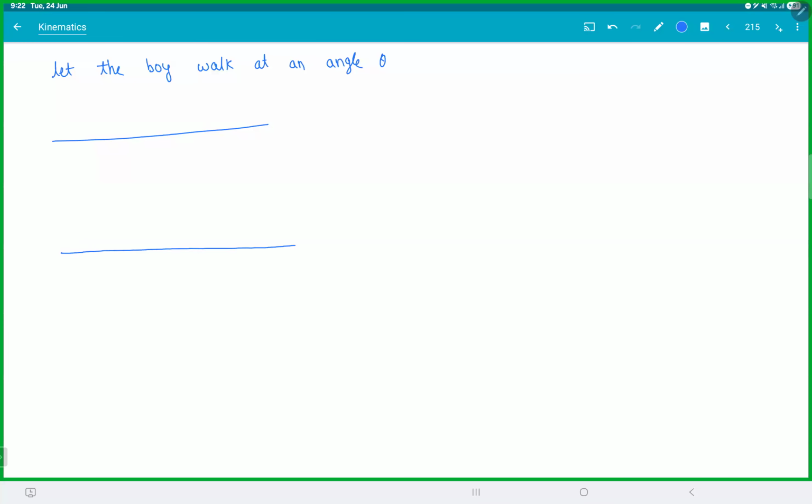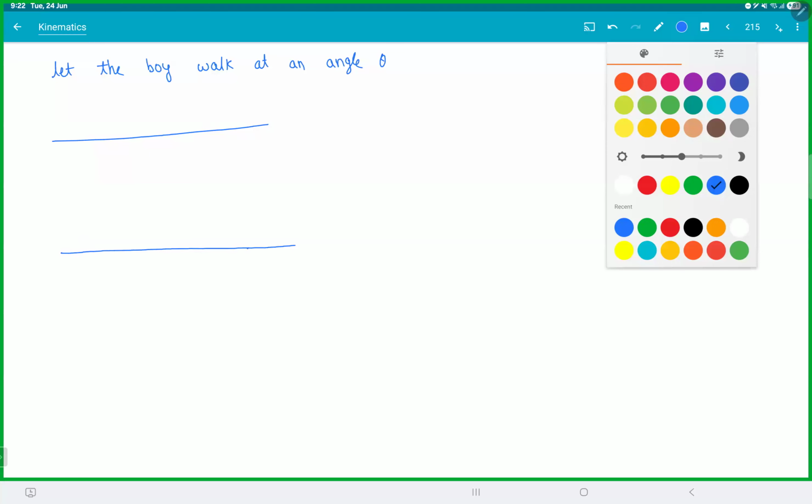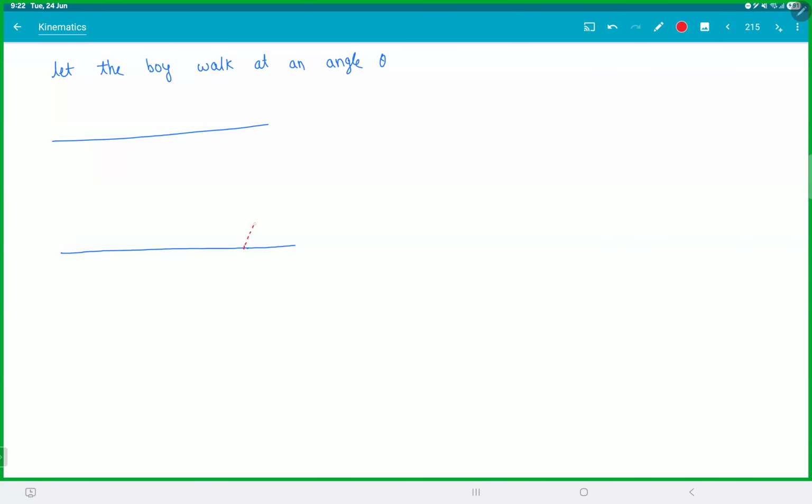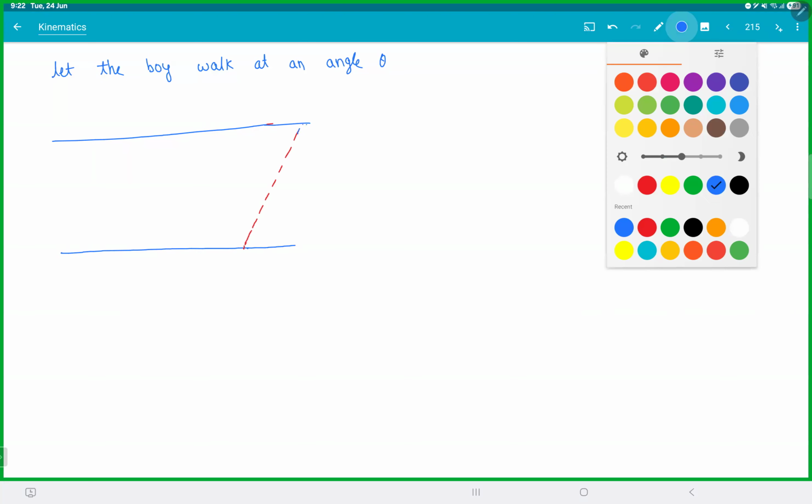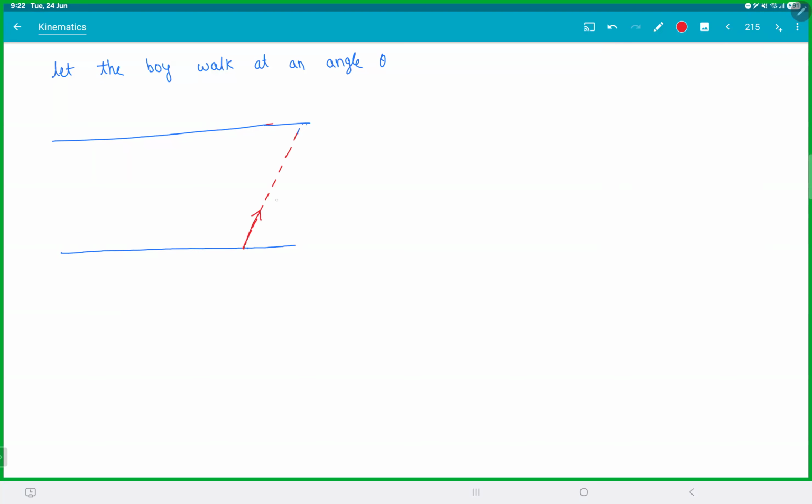So when he's crossing the road, let's assume this guy is actually walking like this. He's going with speed u at an angle theta. If you look at the components, this will be u cos theta, and this will be u sin theta. And the bus here is coming with 4 meters per second.